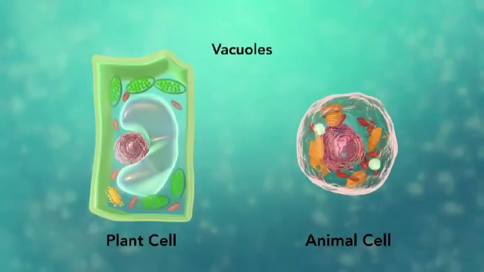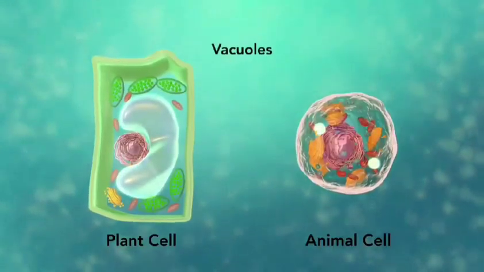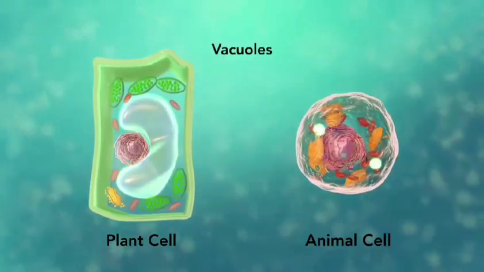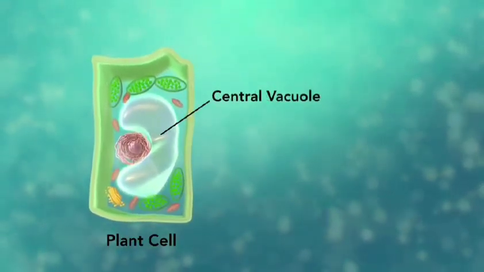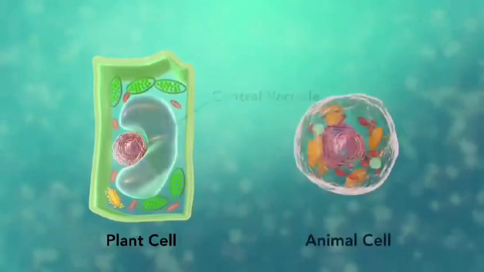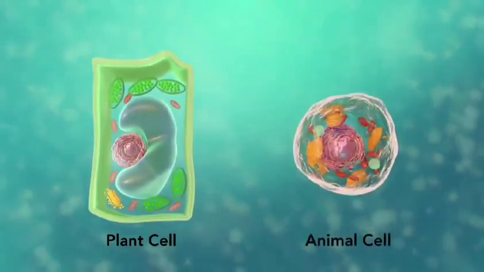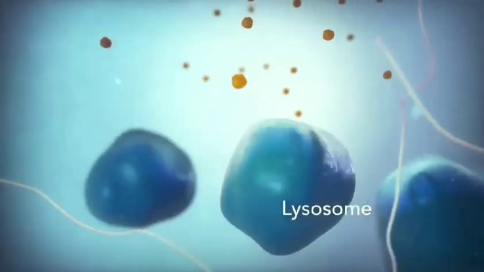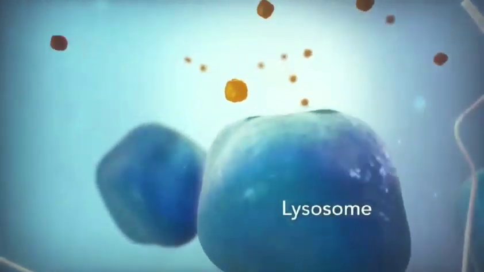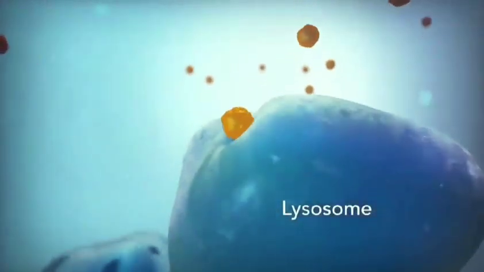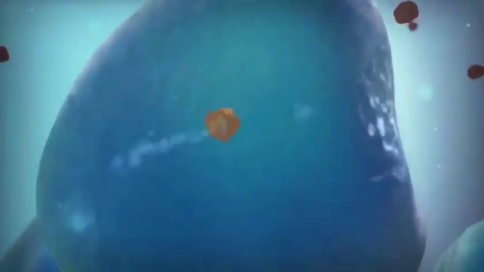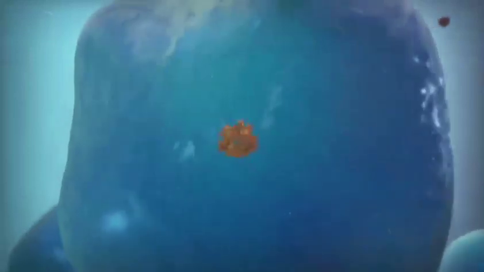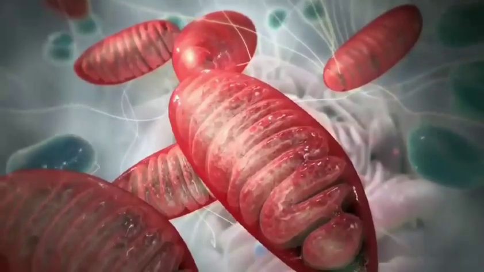Now we will learn about vacuoles. Vacuoles are liquid-filled, membrane-bound organelles, and in plant cells, vacuoles are large and permanent. But in animal cells, vacuoles are small in size and temporary. In mature plant cells, they occupy up to 90% of the space. Next one, lysosomes. Lysosomes are small, spherical, sac-like structures which contain several digestive enzymes. They are also called suicide bags.